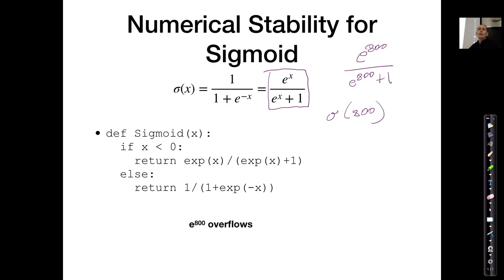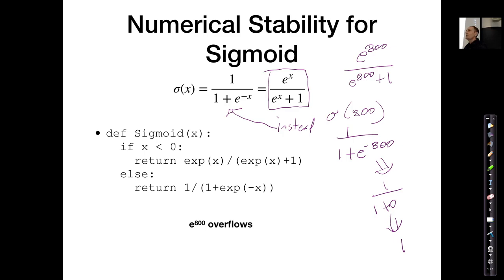We don't really like runtime overflows. So if we instead use this one, we're going to get 1 over 1 plus e to the minus 800. And e to the minus 800 may underflow, in the sense that you can't represent the 0.00000 or whatever. But it's going to end up as just zero. So this is going to go to 1 over 1 plus zero, which will go to 1, which is fine for sigmoid. 800 and above is going to be 1. We can't really differentiate between those. That's fine. Questions on that?